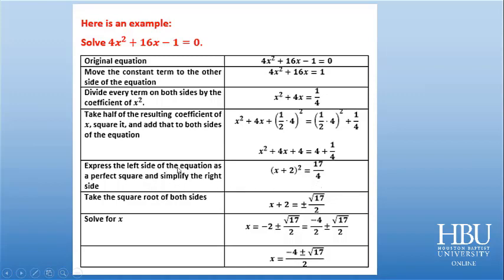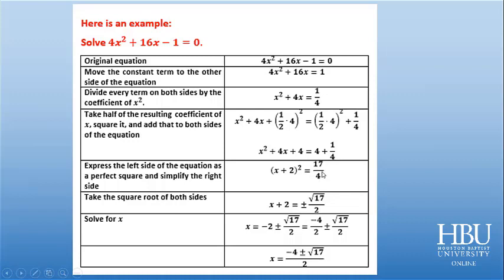We're going to express the left side of the equation now as a perfect square. We added what we needed to add to make the left side a perfect square. That's why the technique is called completing the square. X squared plus 4x plus 4 is the same thing as x plus 2 times x plus 2, which is x plus 2 squared. Now we can take the square root of both sides, and we will have x plus 2 is plus or minus.